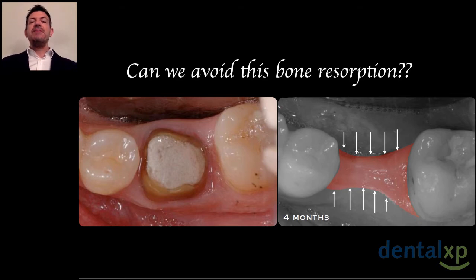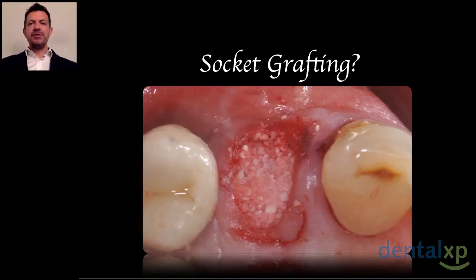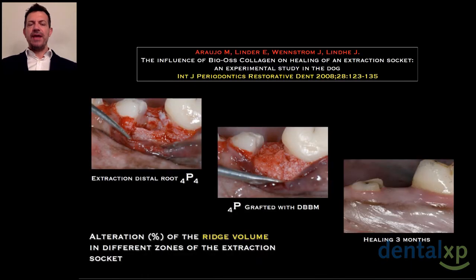This is a very interesting and very important question. This is a key question. Can we avoid this bone resorption? Maybe we can graft the socket using a biomaterial and try to avoid this remodeling. Let's have a look at the data that we have today and we can share together.